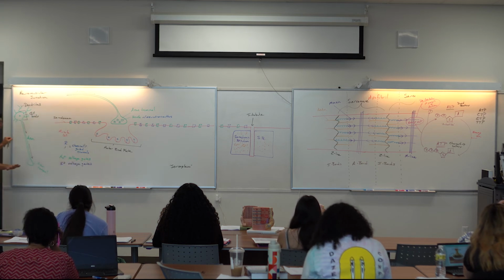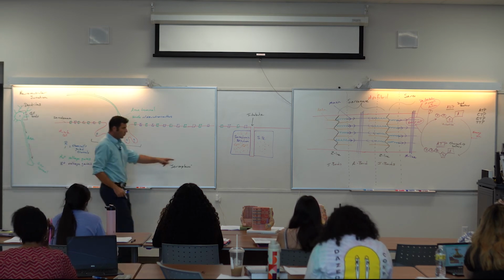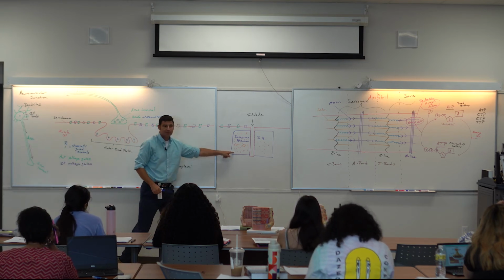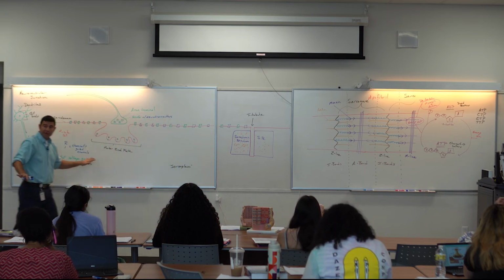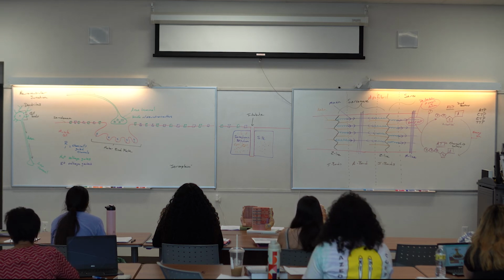So right now we've got a relaxed muscle, nothing has happened. But if we're going to get this muscle to contract, we're going to have to basically get calcium to release from that sarcoplasmic reticulum. We've set the stage. Have I stirred up any questions so far with our diagram?